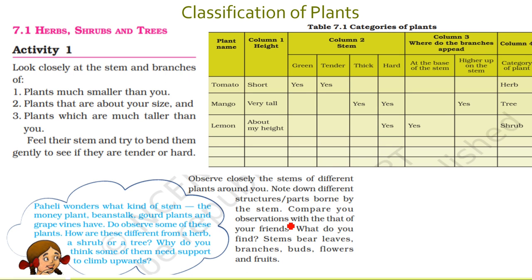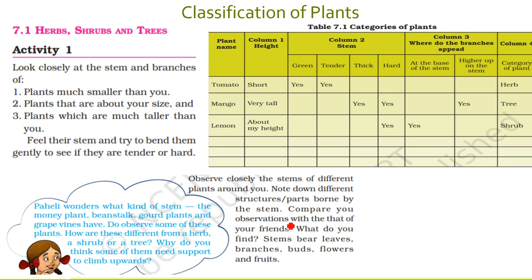Second example is mango. We can observe lots of trees around us because we are living in the zone where there is mango cultivation. Here you can see the mango tree is taller and it is thick and hard if we talk about its stem, and the branches on that tree are at much height from the land, so it is categorized under tree.